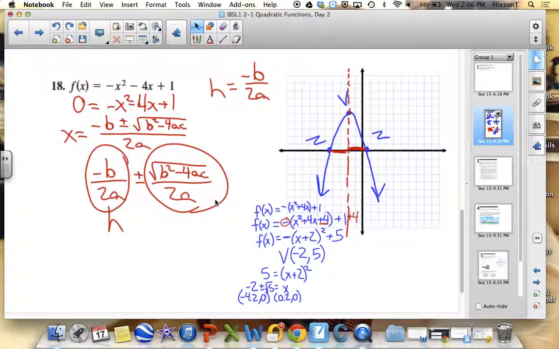So, we don't have to memorize negative b over 2a, or some of these other things, if we understand where it comes from and understand how it all works together. Okay? Any questions?